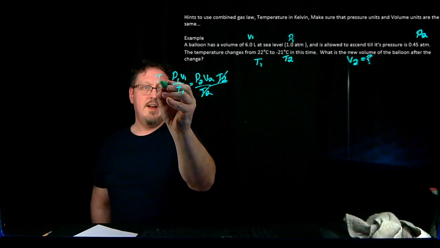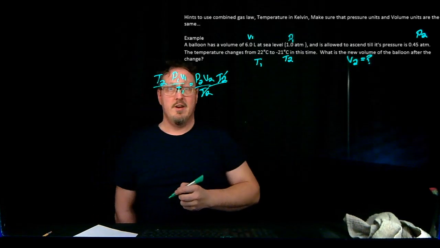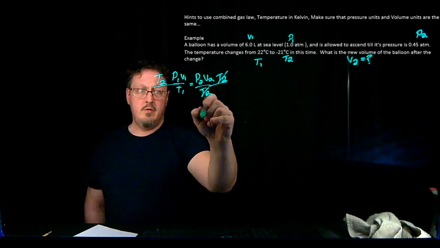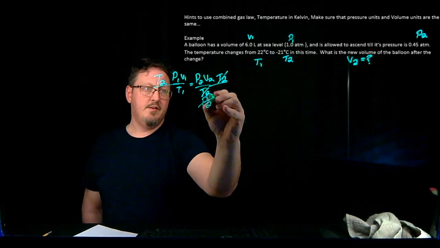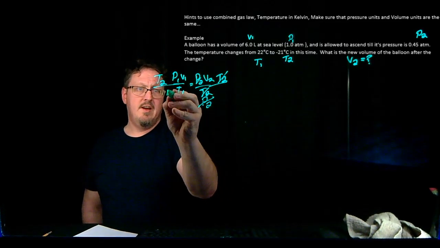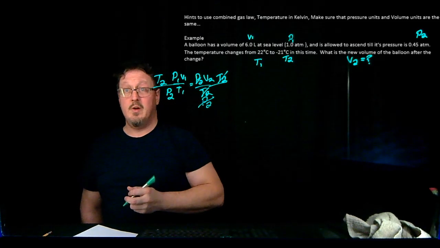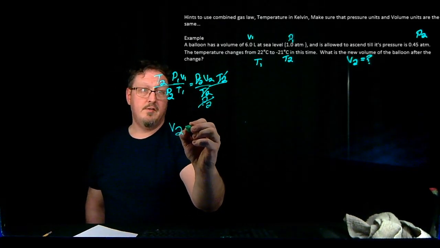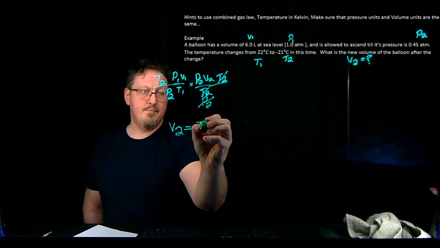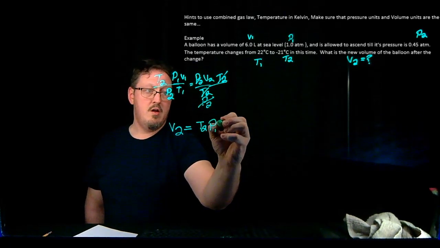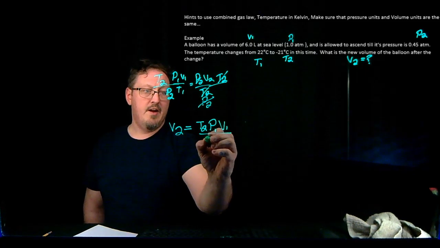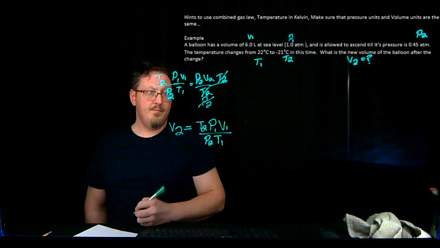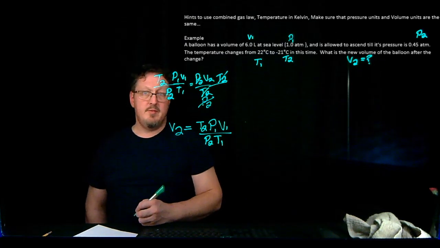What I do to one, I have to do to the other. So now it's in the numerator over there. I want to divide this mess by P2, so I'm going to put P2 down here. That's going to divide that out, and that means I have to put P2 over here. So when I redo it, V2 is going to equal temperature 2, pressure 1, volume 1, divided by pressure 2, temperature 1. Okay, so I have all my pieces.